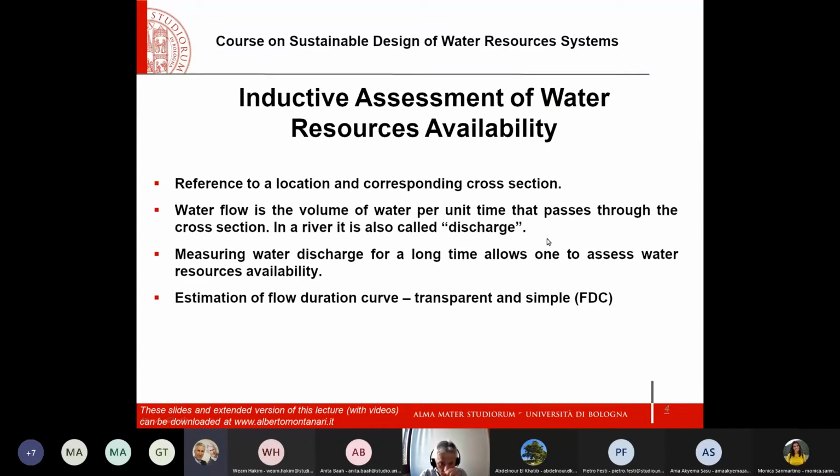Now, let's focus on one specific problem, which is the inductive assessment through data of water resources availability at a given cross river section. And this is a classical problem. Why is it classical? Because usually the first solution that we humans adopted to get water is to get water where it's easily available, a river. A river is a water body where we can take water directly. We can even drink directly if it's clean.